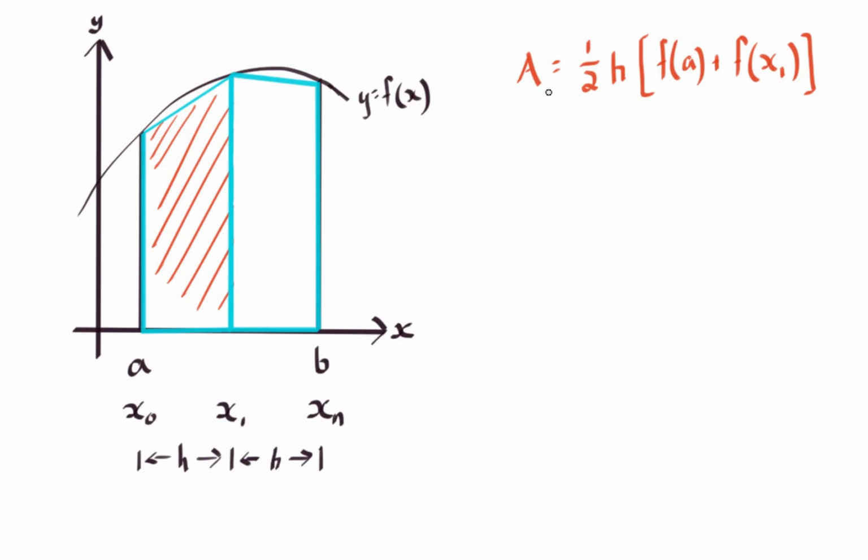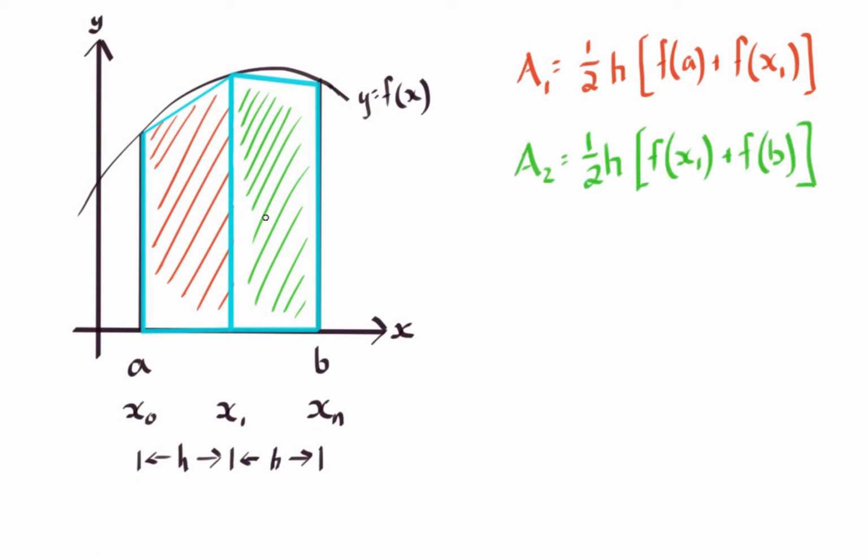But this is just the first of our two trapezia, so what about our second one? Well, this is just going to be very similar, except we'll be using x1 and b. So we have this same side being used again, so f of x1 plus f of b, and then we've got the half h out the front. So to get the total area, we just need to add these two areas together. So the total area will be area 1 plus area 2.